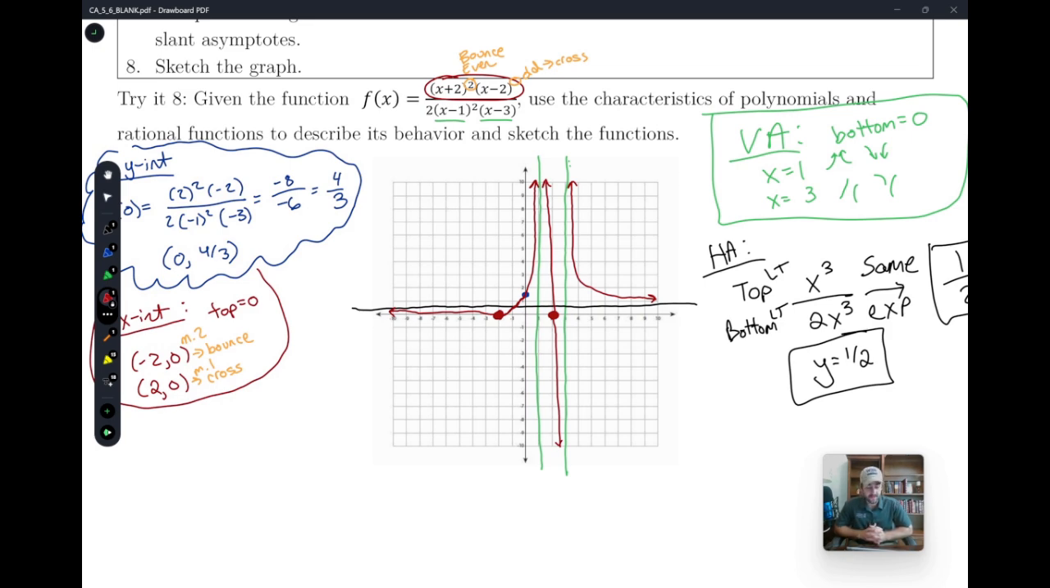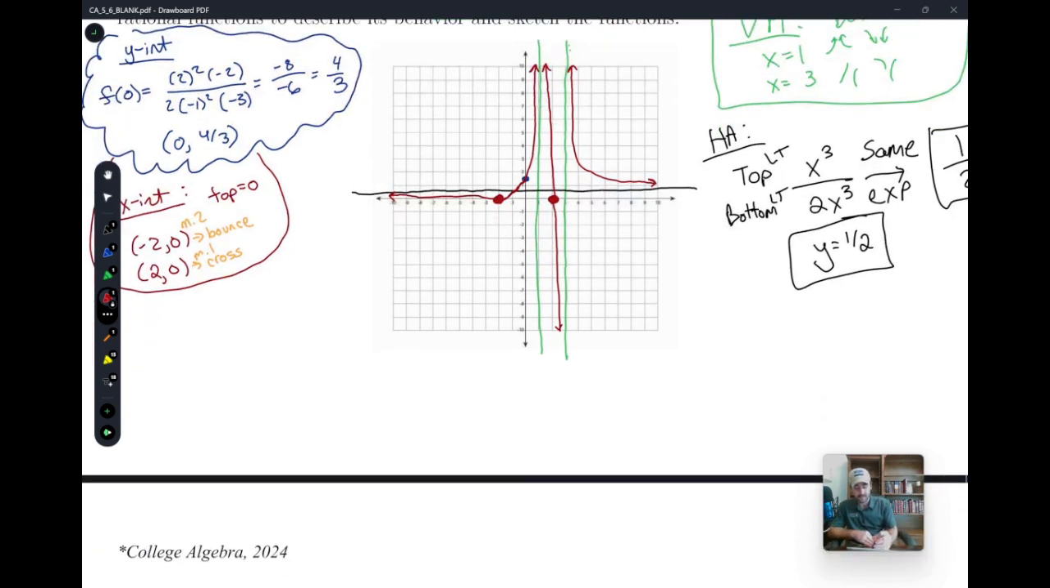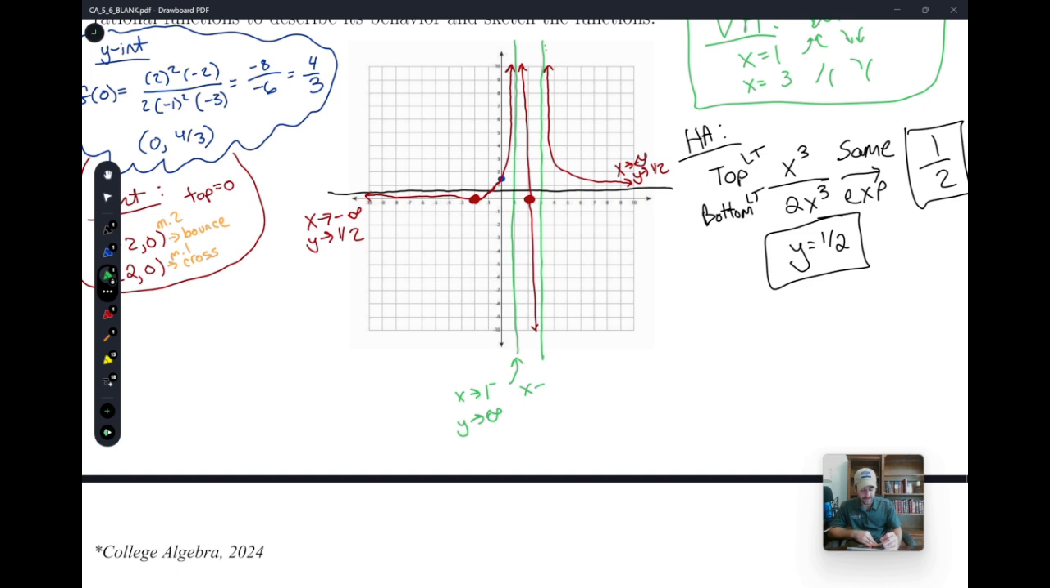It says to describe behavior, so maybe we'll go ahead and do that real quick. It's going to have a lot of descriptions, but that's okay. We'll start at the far left, and we'll say as x approaches -infinity, y approaches, what was that horizontal asymptote? 1/2. Now we can go to the other one and do the same thing. As x approaches infinity, y approaches 1/2 again. Now we can go to this spot and say as x approaches 1 from the negative side, y approaches infinity. And as x approaches 1 from the positive side, y approaches infinity still. And that's come from up there.